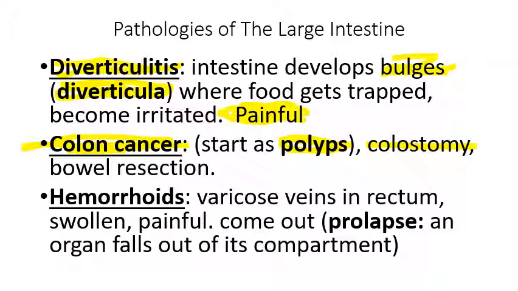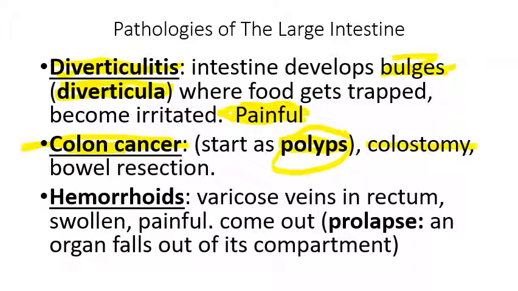Colonostomy is where you remove a section of the intestine. Colonoscopy is where you put a scope into the intestine. So colonoscopy is where you take a scope and you look inside the intestine to see if you can find any polyps. If you find polyps when they're small, then you can cut them out and you probably don't have to worry about colon cancer.